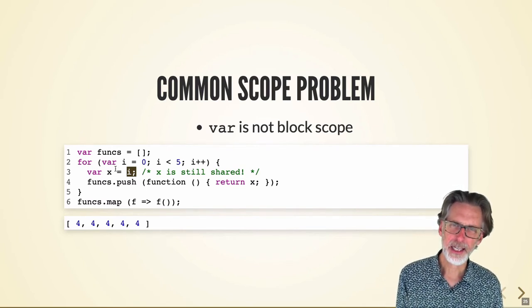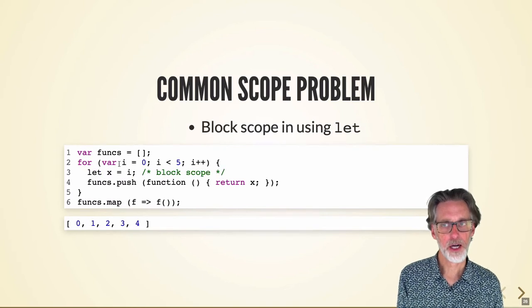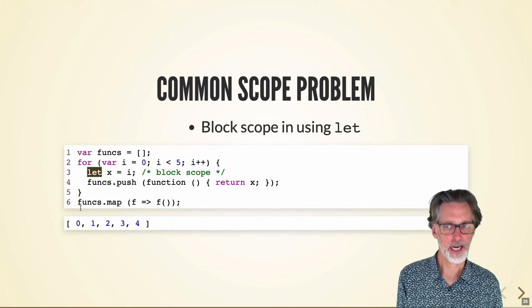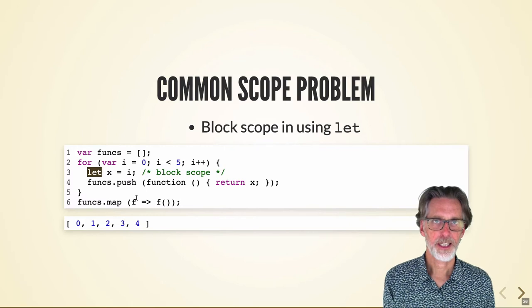Why is this happening? Hoisting. In order to stop this, we need a proper block scoped variable, as in ES6. And when we do that, we actually get the result we wanted. Now, this is possible in ES6.